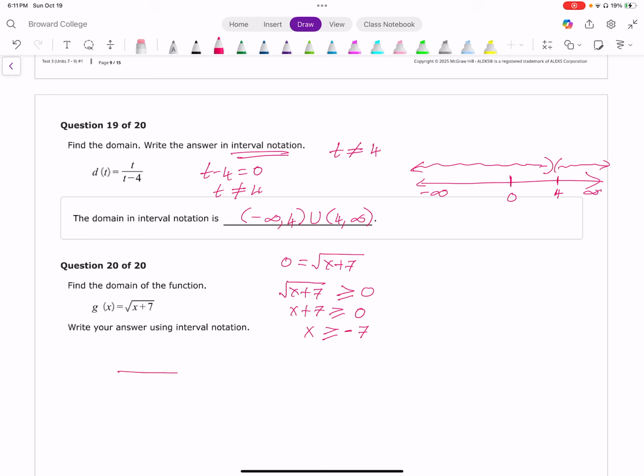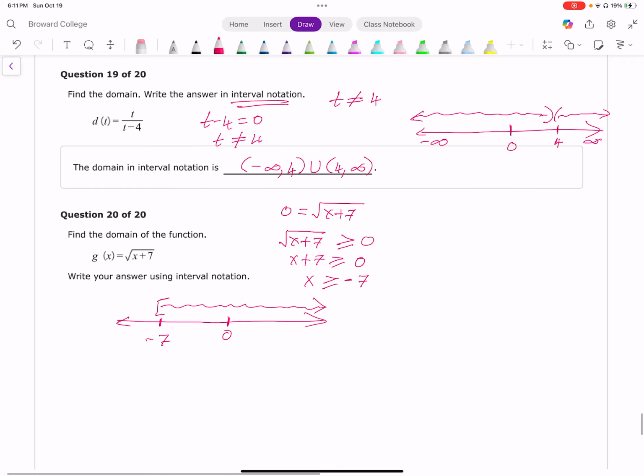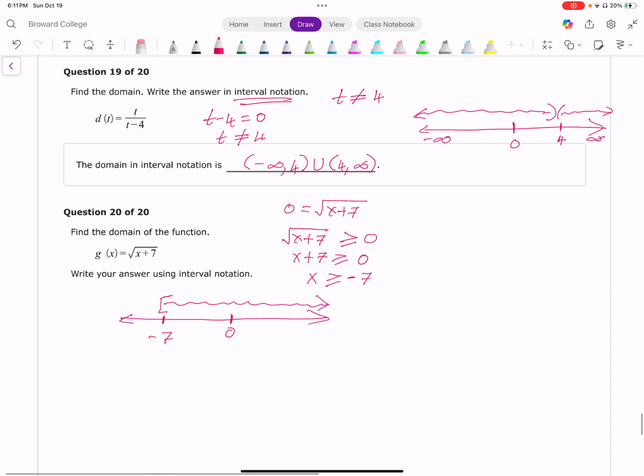If you put that on the number line, you look for your negative 7. It would be on this side of your 0. So then we're saying all the numbers that we need. It could include negative 7, but it has to be greater than, so it's going that way. Writing the interval notation is just bracket, negative 7, going to infinity.